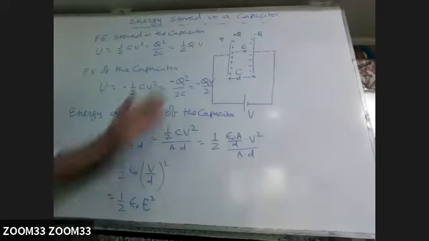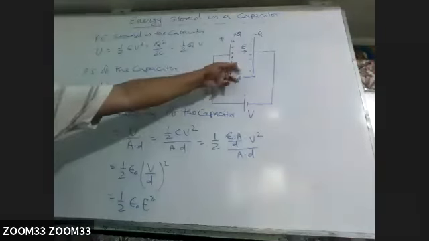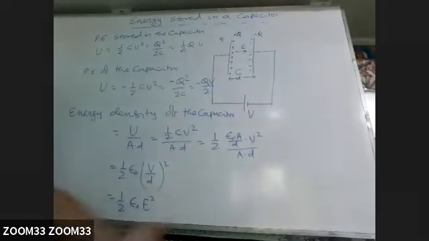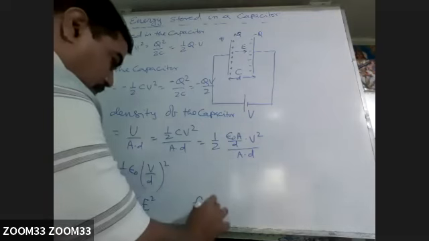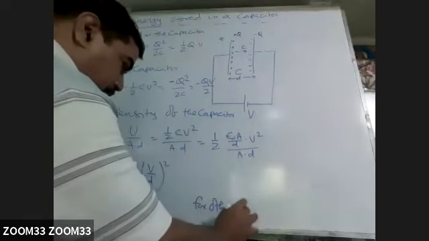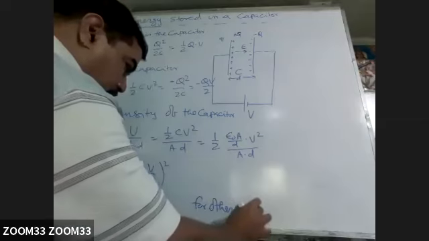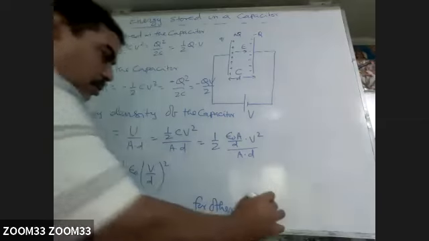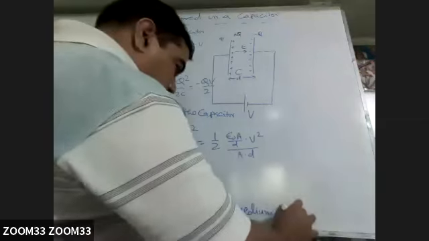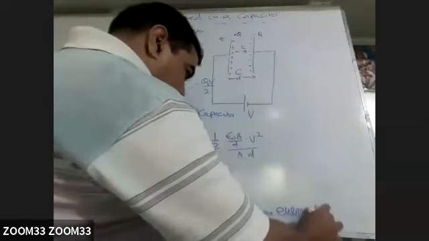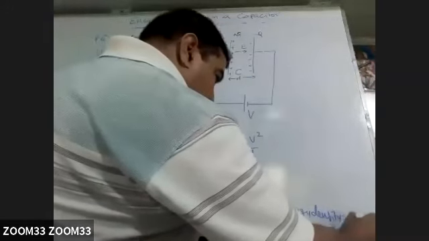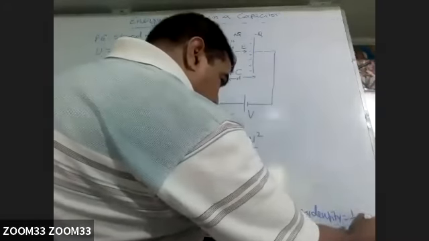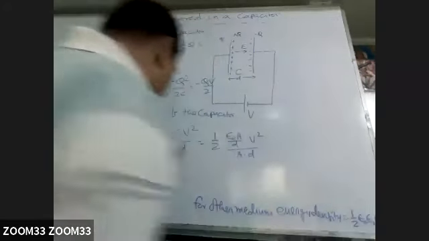So epsilon naught, if the medium is vacuum. If the medium is any other medium, then epsilon naught epsilon r will be coming for the other medium. This energy density will be half epsilon naught epsilon r E square.